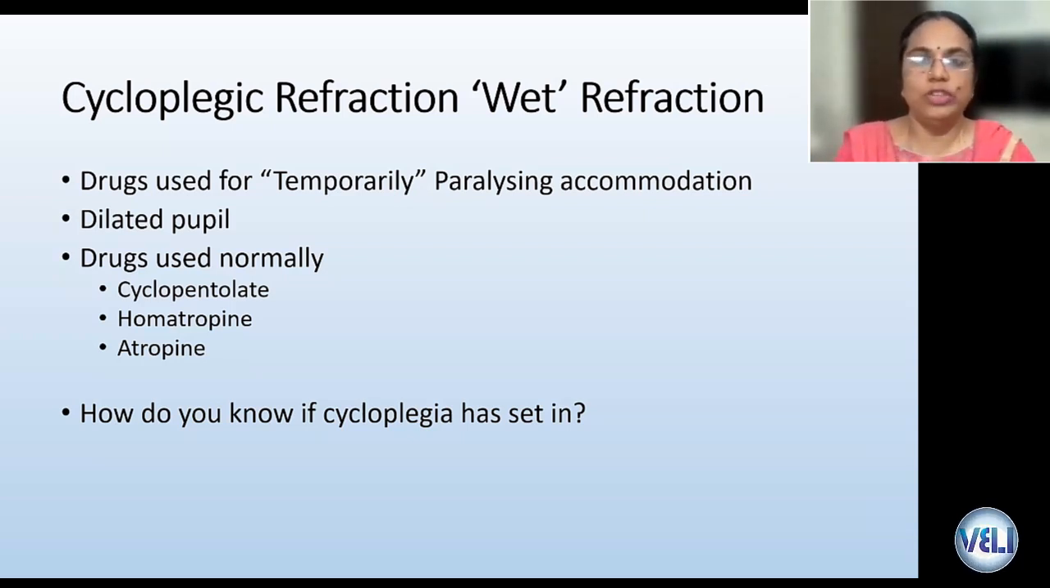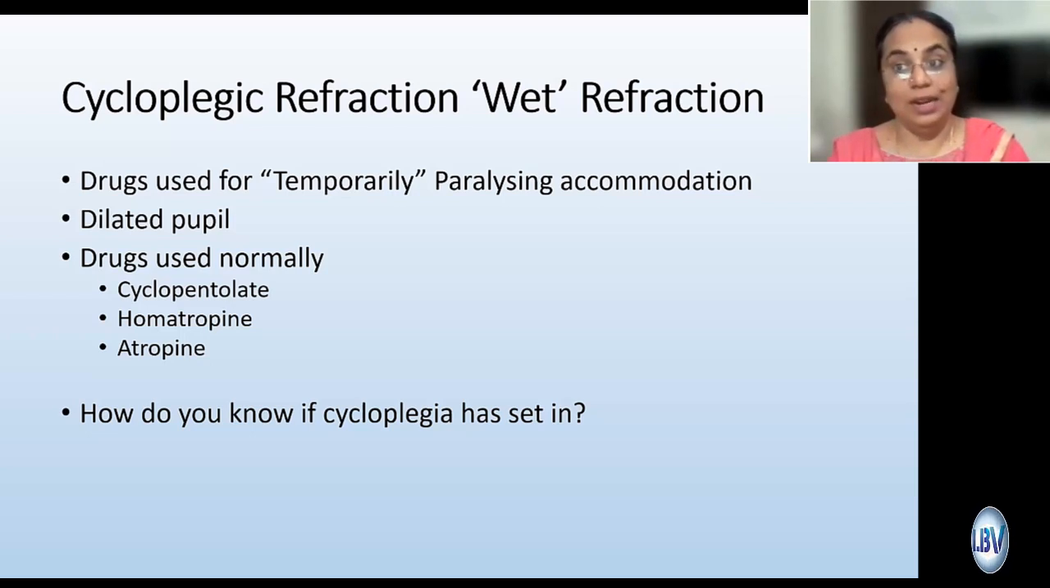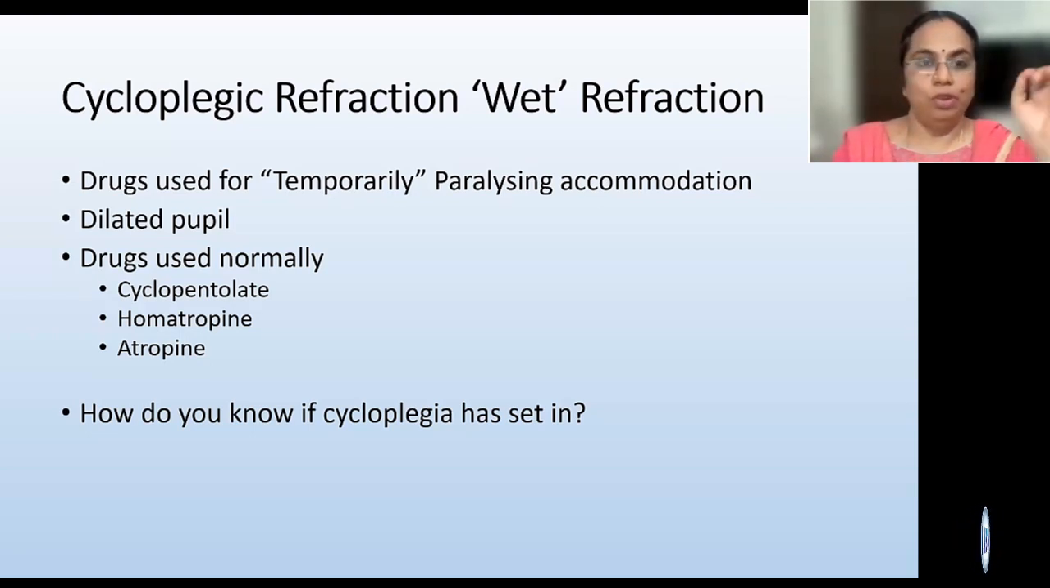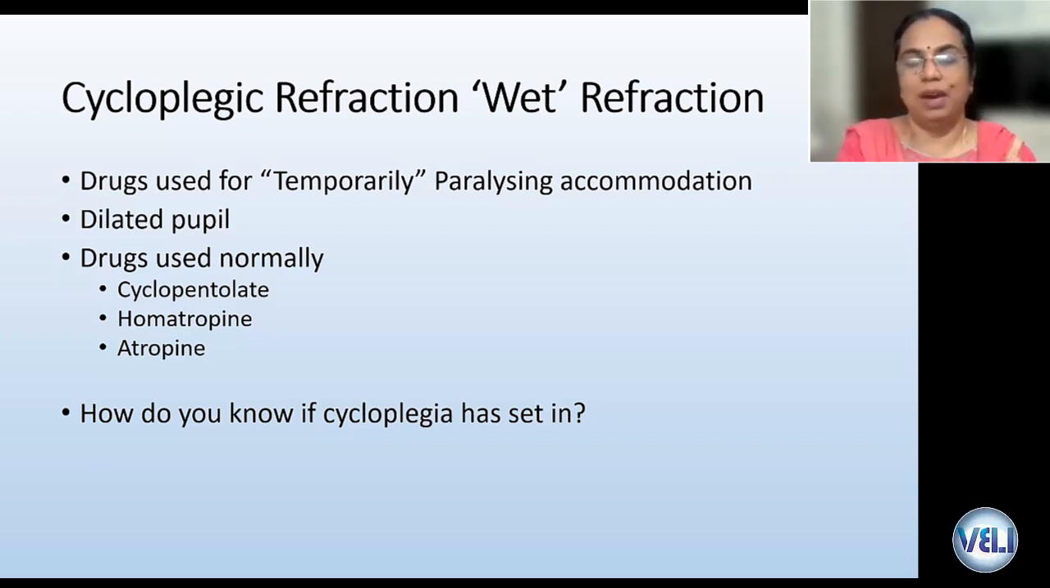So what most of us do, me included, I'm guilty of this as well: I put the first drop, wait 10 minutes, repeat the second drop, and wait another 10 minutes. So it's half an hour, and I just start doing the retinoscopy. And when I do the retinoscopy, if I find that the refraction value is changing, then I know that the cycloplegia has not set in. But I don't want to be sitting the patient at the retinoscope and then saying whether the cycloplegia has set in or not.